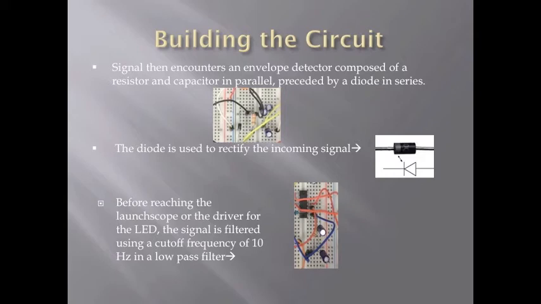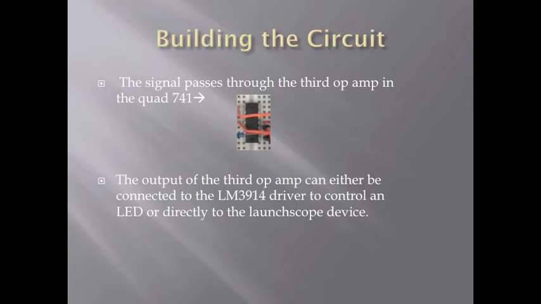Before reaching the LaunchScope, the signal is filtered using a low-pass filter set to only pass frequencies under 10 Hz. The signal then passes through the third op amp in the quad operational amplifier. The output of the third op amp is then passed to the LaunchScope for input into the laptop to the simulated oscilloscope.